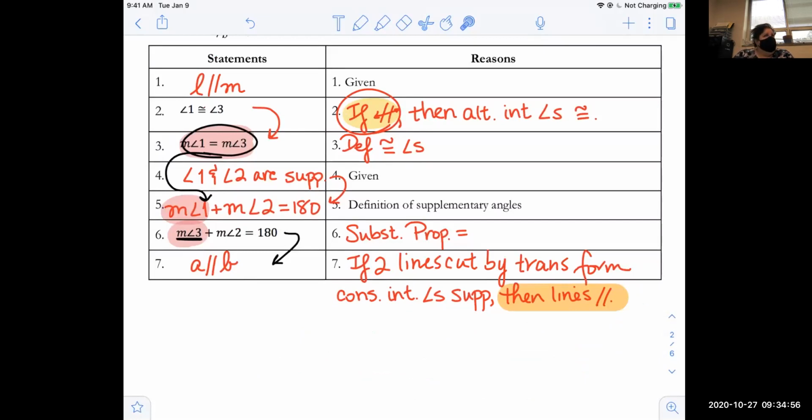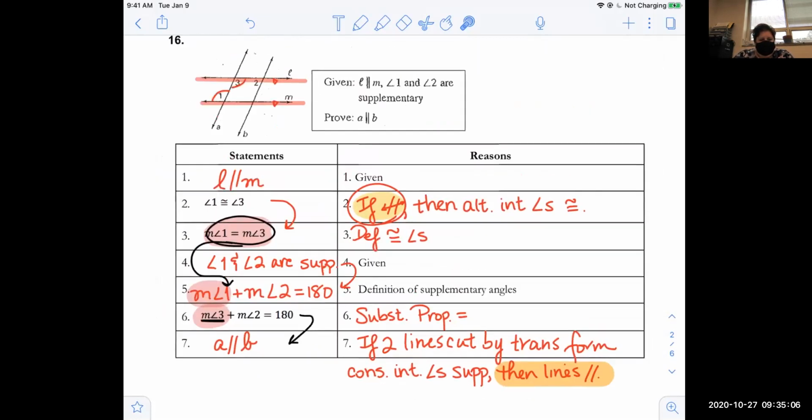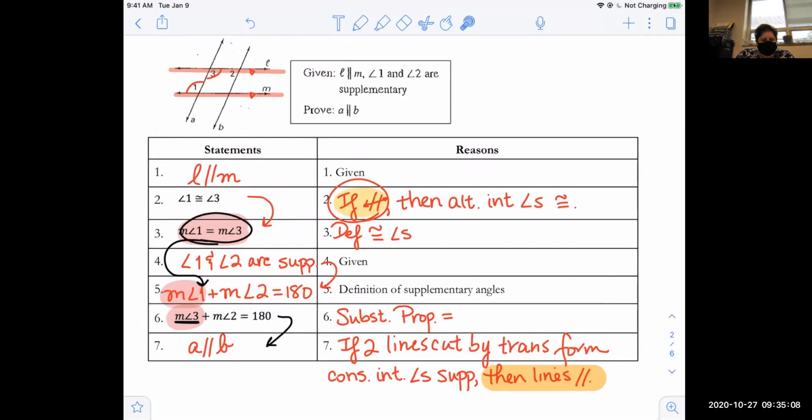So remember that you're going to be using converses on number 2 and number 7. Okay, so you've got L and M are parallel, and that will give you that 1 and 3 are congruent because the lines are parallel. That makes the alternate interior angles congruent. So this one you're saying you know the lines are parallel. So if parallel lines cut by transversal, then alternate interior angles are congruent. Okay, we're using definition of congruent angles.